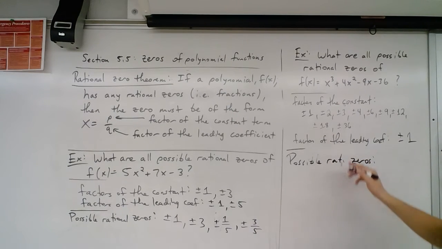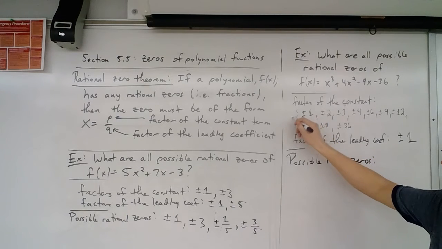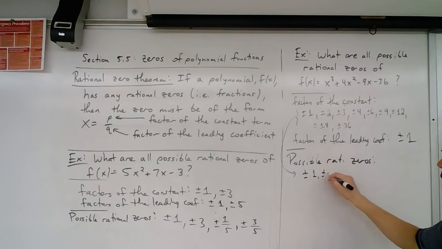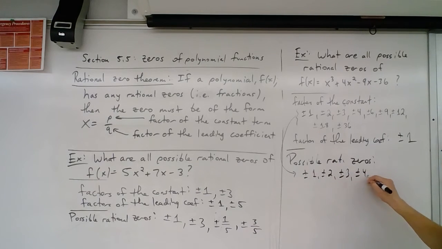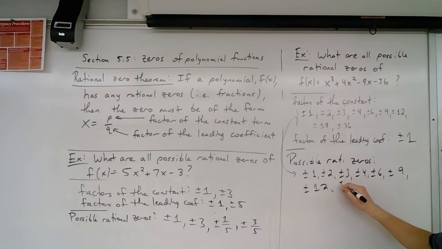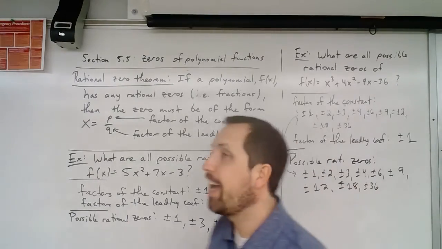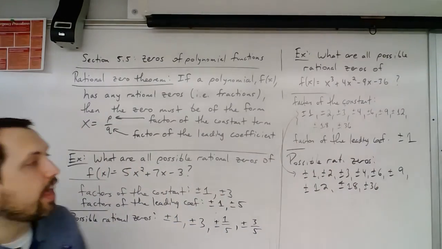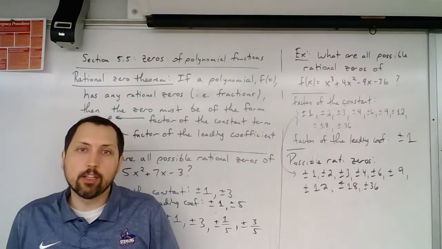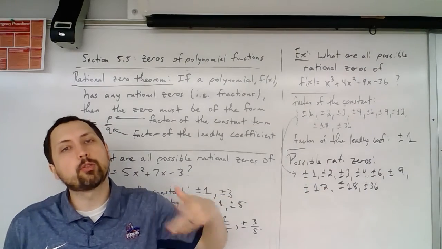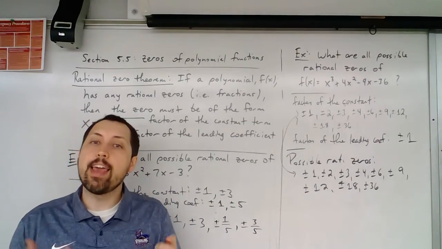So in this case, my possible rational zeros are just my whole list from up here, because we're just dividing them by plus or minus 1. So it's just simply plus or minus 1, plus or minus 2, plus or minus 3, plus or minus 4, plus or minus 6, plus or minus 9, plus or minus 12, plus or minus 18, plus or minus 36. And so that's what it looks like to apply our rational zero theorem. And then the next step that we're going to take a look at is to figure out which one of these are zeros, right? It's just a list of possible zeros, but which one of them actually are zeros, if any of them.